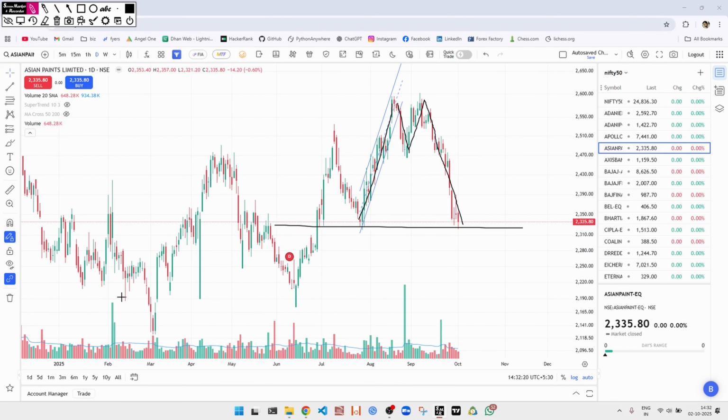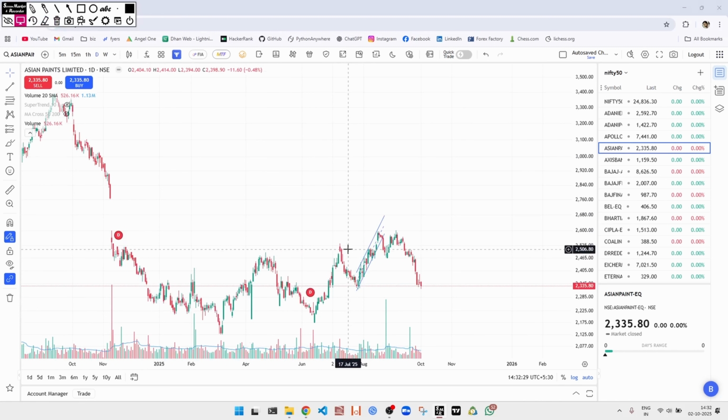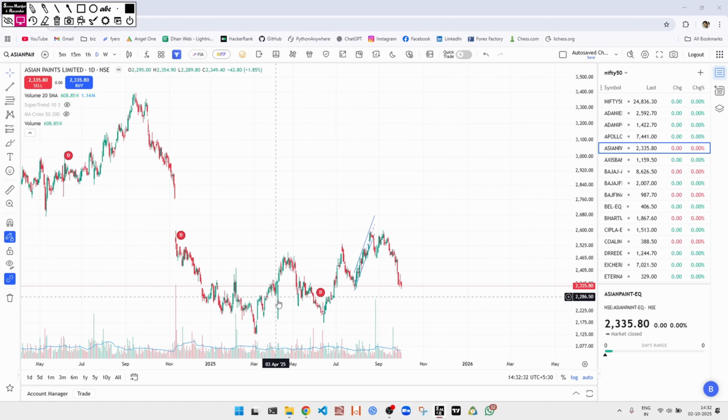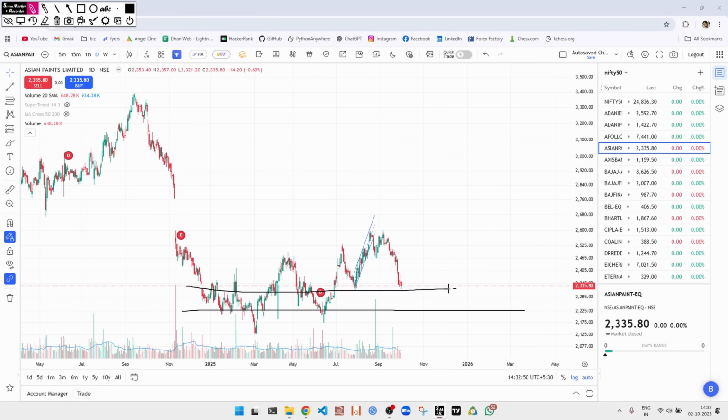I expect a further down move in Asian Paints somewhere up to 2200. And let me again, okay, so 2200 is, I guess, not possible in recent days, because if price goes near 2200, there will be strong demand. So I guess price can rebound from here also. I won't be surprised if prices rebound from here and reach up to 2450 levels.